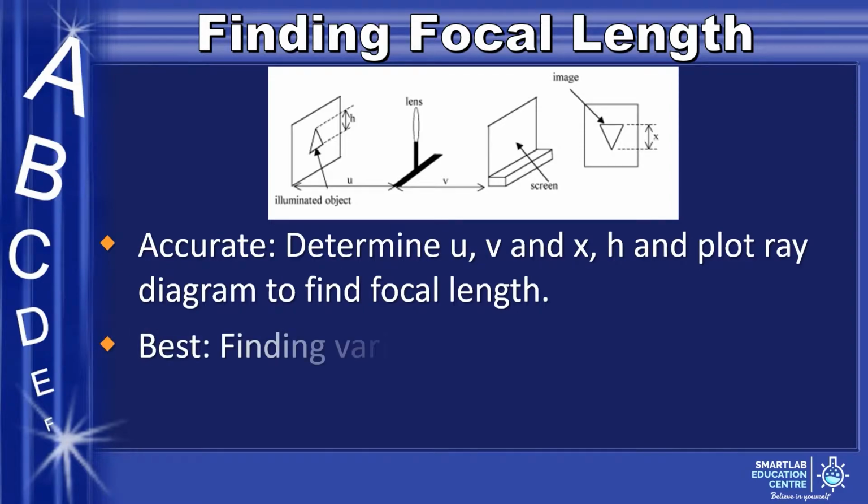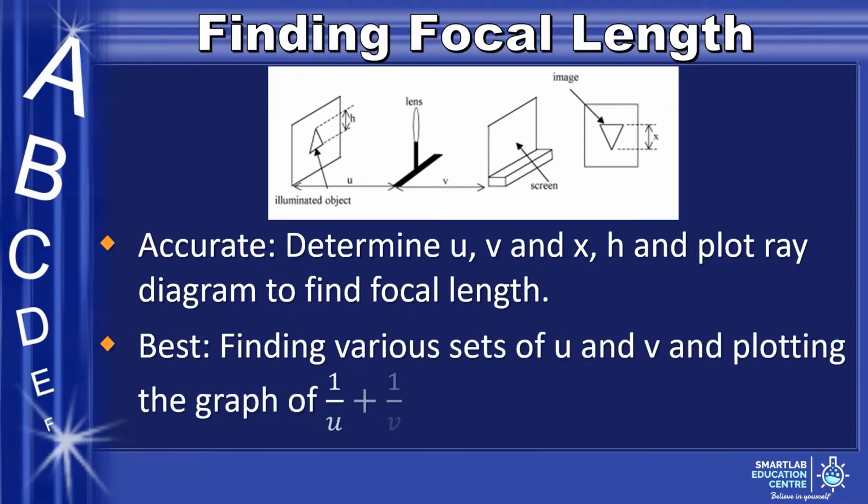Lastly, we can use the most accurate method, which is finding different values of object distance and their corresponding values of image distance and plot a graph that represents the equation 1/u + 1/v = 1/f.